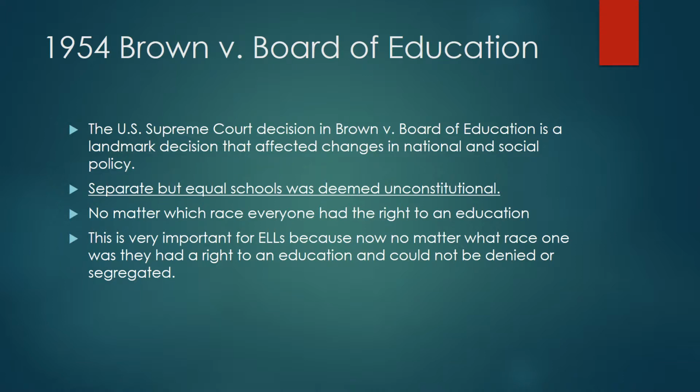The next event we have is Brown versus the Board of Education. We know that this one is important because it revoked the prior ruling of separate but equal schools during the Plessy versus Ferguson court case. So this is important because ELLs now, no matter what race, had the right to an education and could not be denied or segregated. It allowed the integration of all types of students into one school, to one campus.